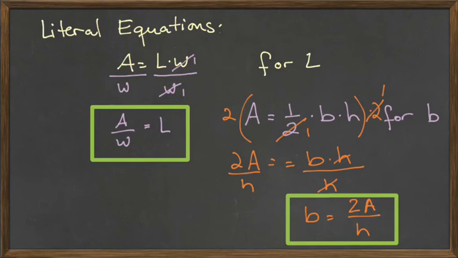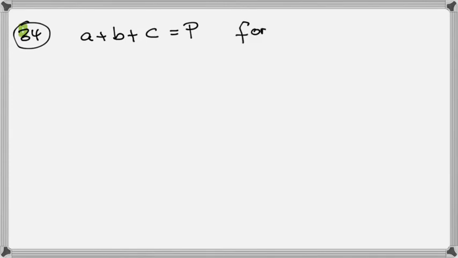They actually have the area of a rectangle as number 31. How about number 34? We talked about the perimeter of a triangle. Let's change to a whiteboard, why not? 34 is A plus B plus C equals P, and we want to solve for B.